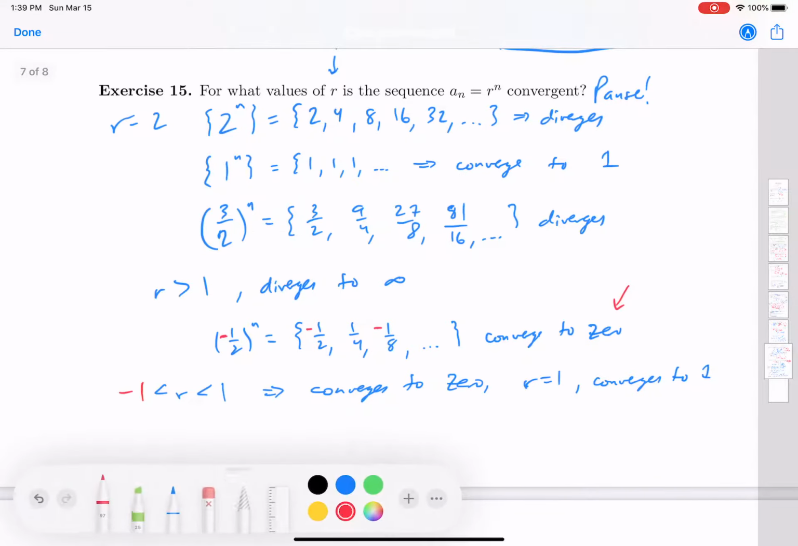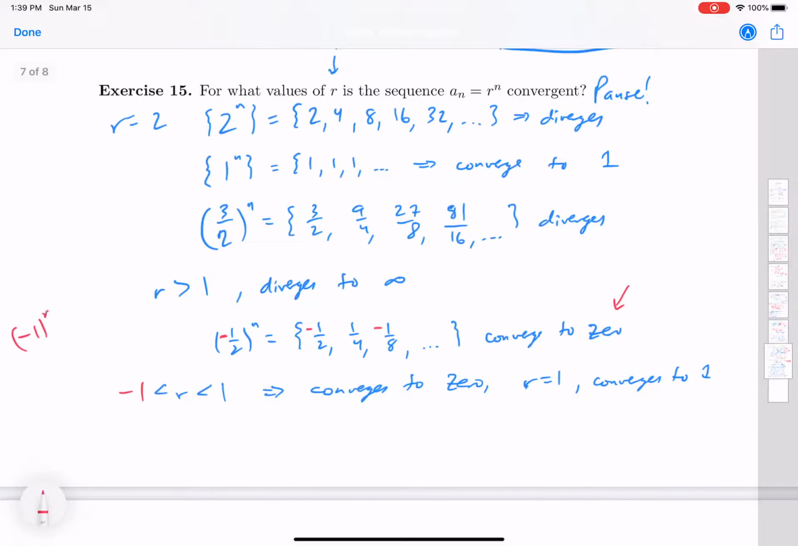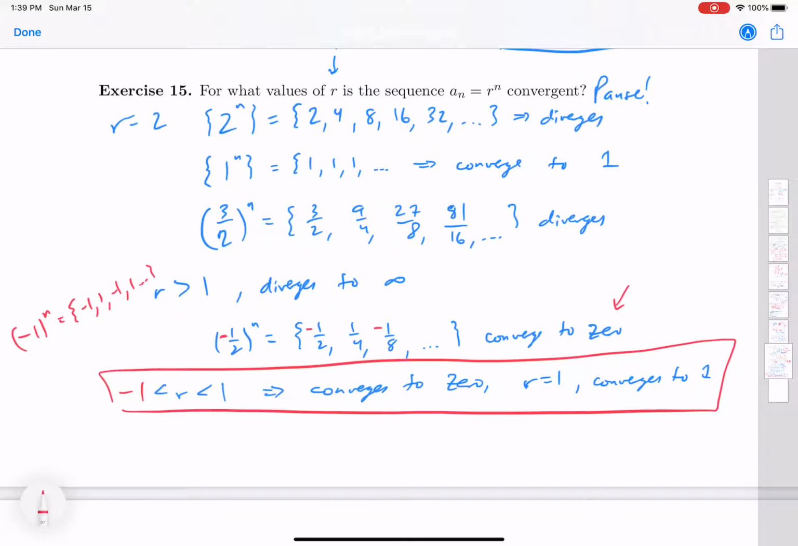What happens at negative 1? Well, if I do negative 1 to the n power, I'm going to start off getting a negative 1, then 1, etc. It's always going to bounce back and forth. So that's going to diverge. So these are our values for when it's convergent. And if r is less than or equal to negative 1, or r is greater than 1, then it diverges.